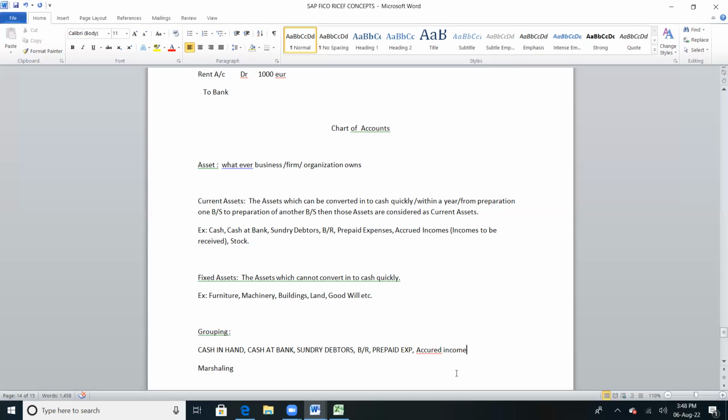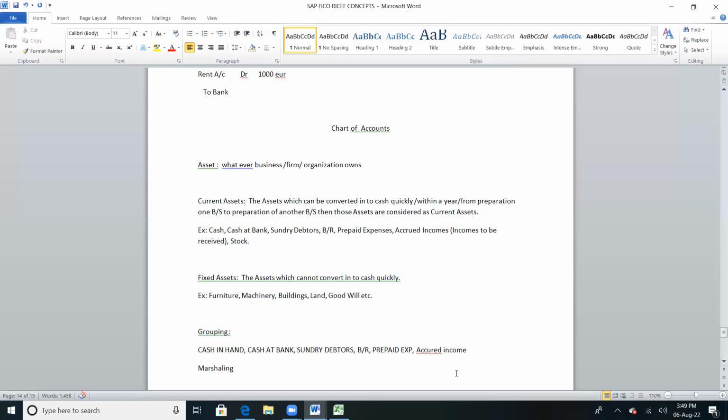At the same time, if I write machinery, furniture, buildings, land, goodwill, etc., on which head can we write them? Under fixed assets. In the same way, in liabilities we also have different types: long-term liabilities and current liabilities. Clear?